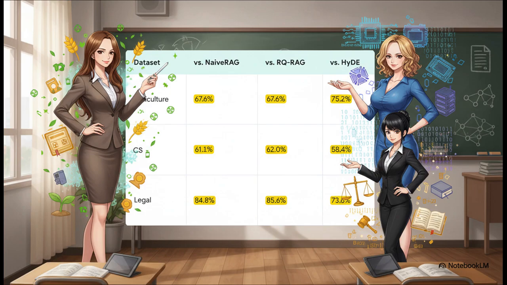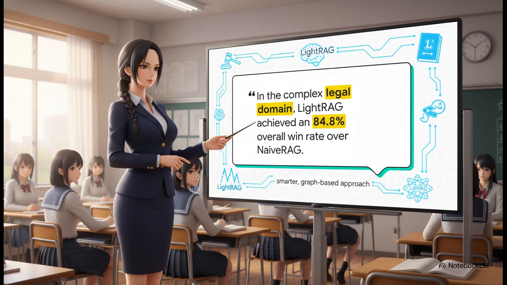When it was put to the test against other popular RAG techniques like NaiveRAG, which just pulls simple text chunks, LightRAG consistently won. We're talking across different kinds of data, from agriculture to computer science to law. It just delivered better, more complete answers. Let's take the legal world, for example, which is notoriously complex and tricky. In a direct head-to-head comparison, LightRAG had over an 84% win rate against the simpler methods. That's not just a tiny improvement, that is a massive leap in quality. And it all comes back to that smarter, graph-based approach to actually understanding the information.